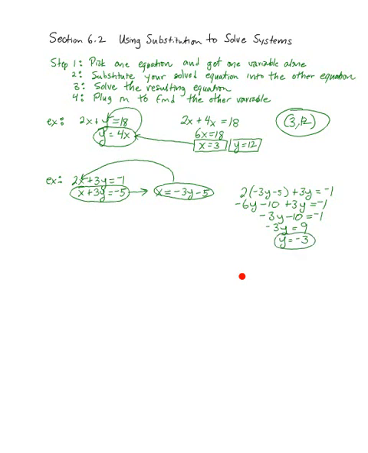Again, not quite done. What I got to do now is take that and plug it in. I plug it in anywhere. I choose to plug it in right there because I already have x all by itself. So x would be, when I plug negative 3 in, negative 3 times 3 is 9. 9 minus 5 is 4. Final answer, 4 comma negative 3.